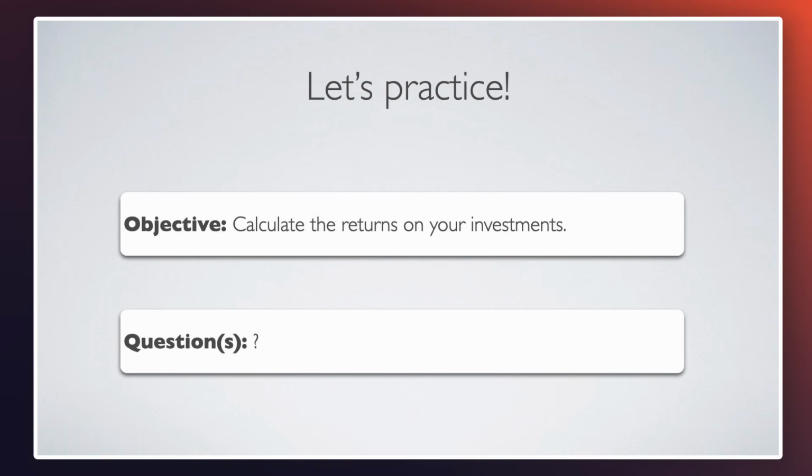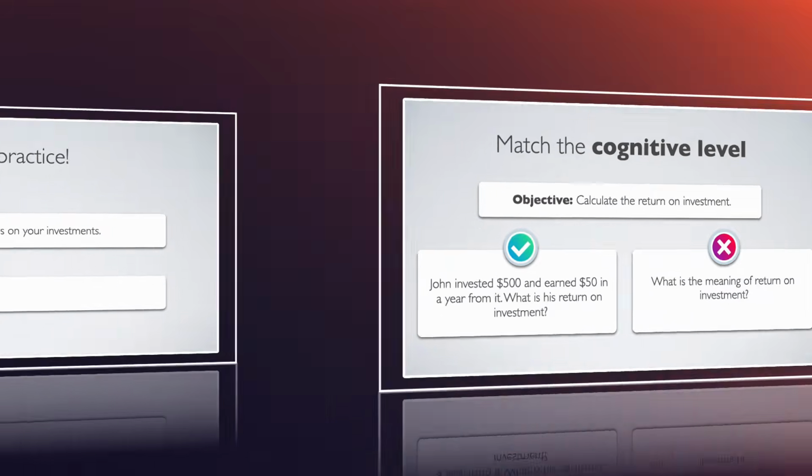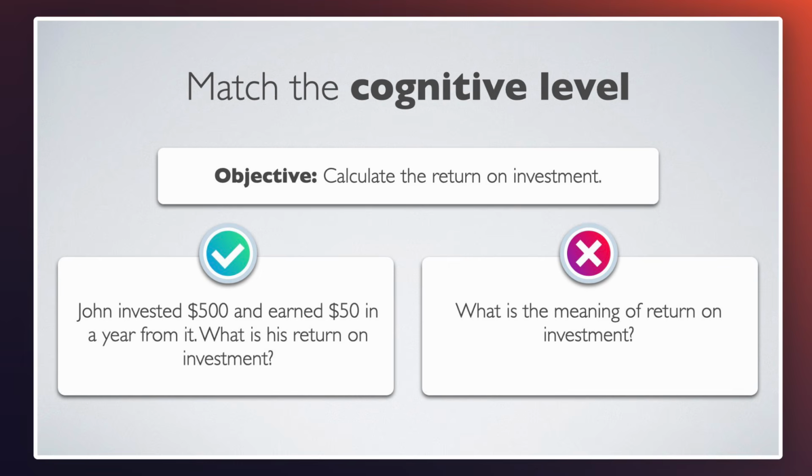What will you do for this objective? Little more criterion based, yes, that will definitely help. Create a scenario. That's the best way to check. Give them a situation. And here's the next slide where I have written a scenario here. John invested $500 and earned $50 in a year from it. What is his return on investment?